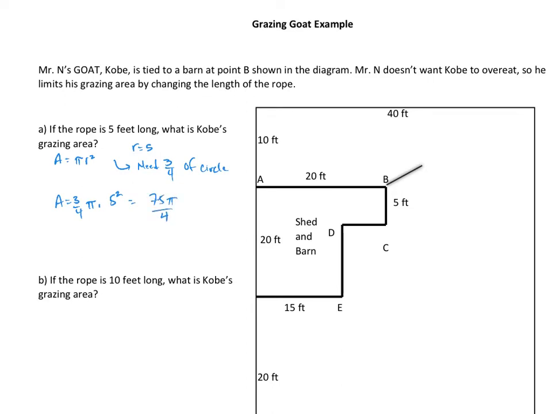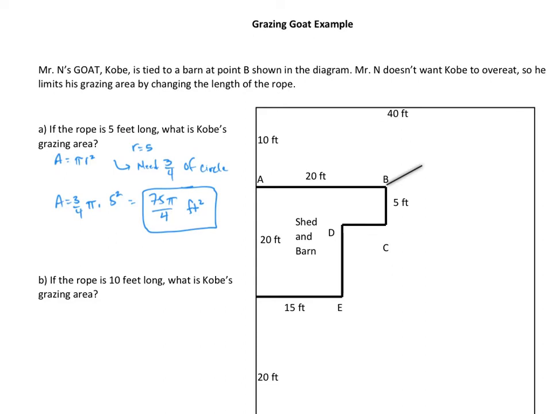And you can change this to a decimal, 75 times 3.14 divided by 4. But for the sake of time in this problem, I'm just going to leave it like this. That's 75 pi over 4 square feet. All right, let's move on to the second example.